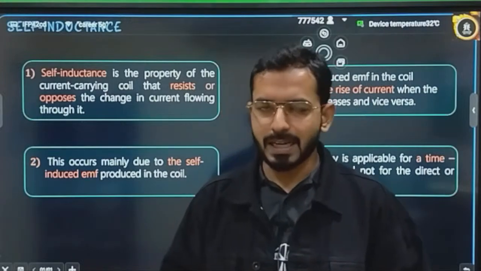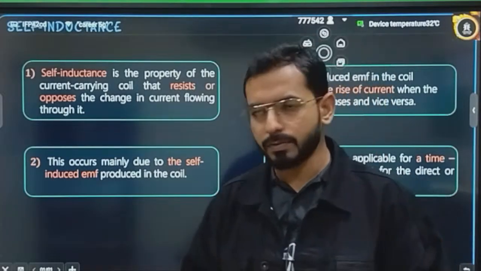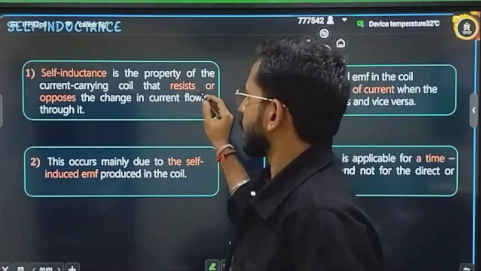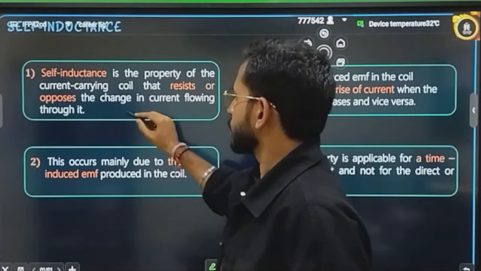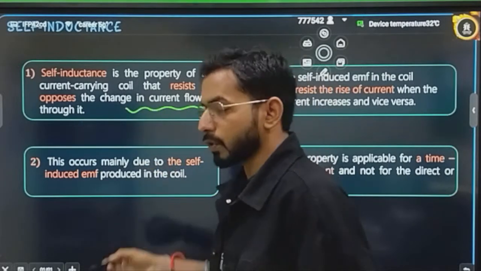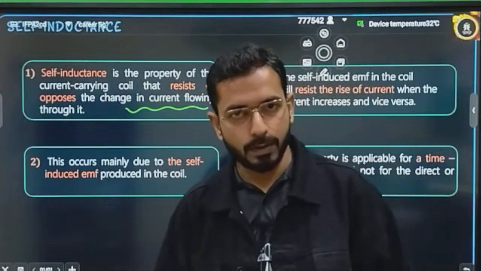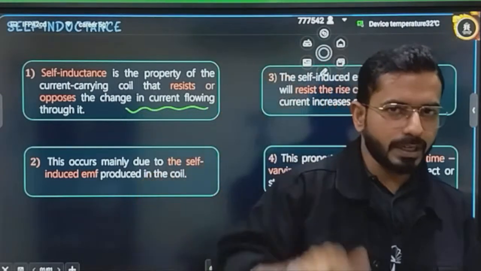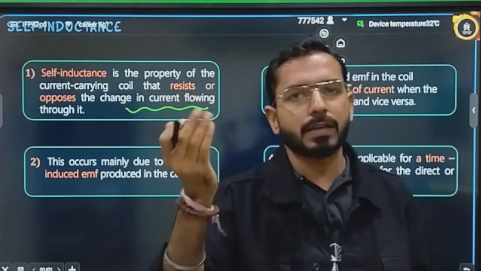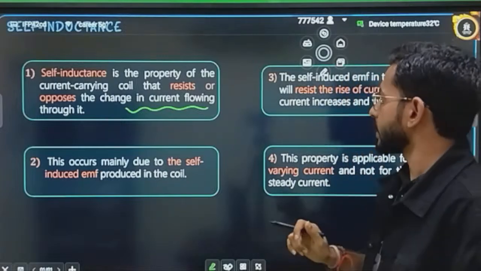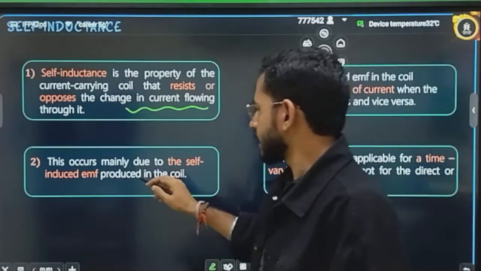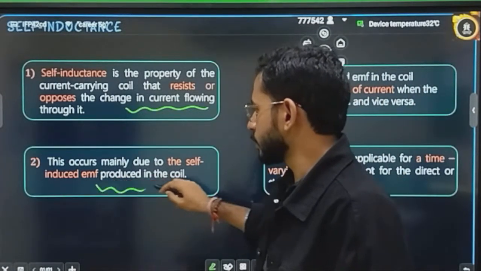Now let's understand some basic things that we have already studied. Let's summarize this once again. Self-induction is a property of a current carrying coil that resists or opposes the change in current flowing through it. Of course, it is the basic property of a conductor to resist the change in current. If it is increasing, you will decrease it. If it is decreasing, you will increase it. That is the natural property. Second, this mainly occurs due to the self-induced EMF produced in the coil.